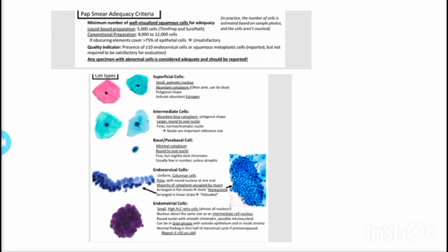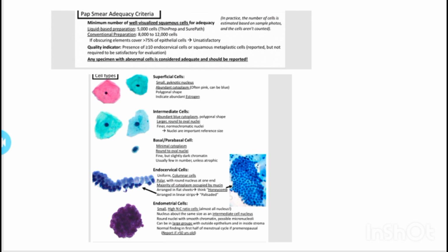Next, coming to the quality indicator. This is not mandatory, it need not be present, but if it is present, then it is good. That is a quality indicator. Which are the cells? Squamous metaplastic cells and endocervical cells. If 10 or more of these cells are present, then we can tell it is a good quality indicator. Okay, that means the procedure of taking the pap smear was right and adequate material was taken out.